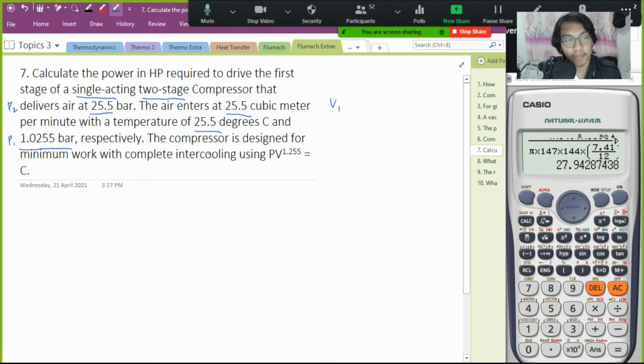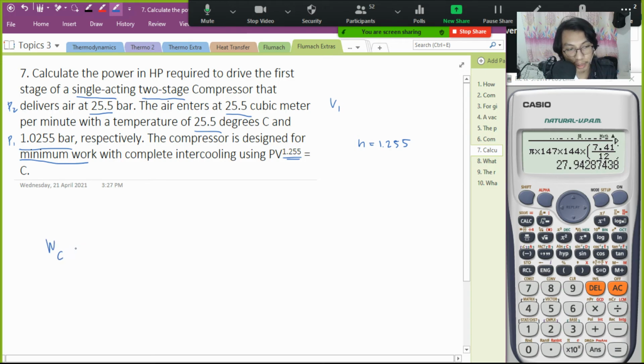The compressor is designed for minimum work. Oh, that is, ano yan? That is minimum work. I think that is polytropic. Polytropic ba? Ayun, polytropic kasi iba eh. Minimum work. Kung ano, minimum work. Actual work pala is isentropic. Oh, polytropic. With complete intercooling using, yung N niya is 1.255. So, anong sinosolve natin dyan? Two-stage. Kaya lang, first stage ang sinosolve. Tama ba? To drive the first stage. Okay.